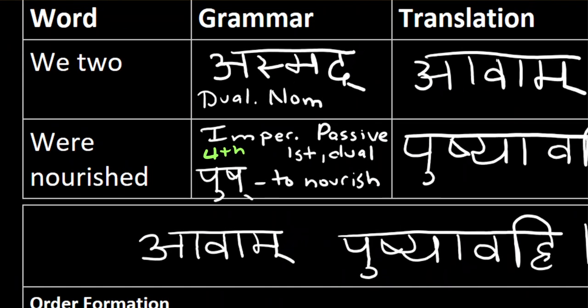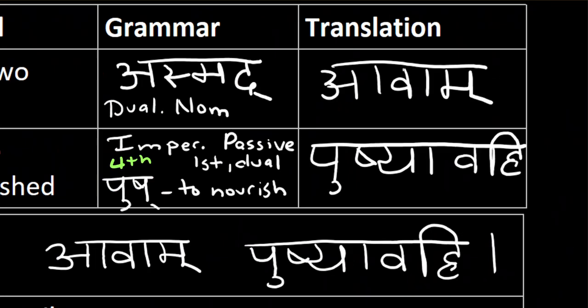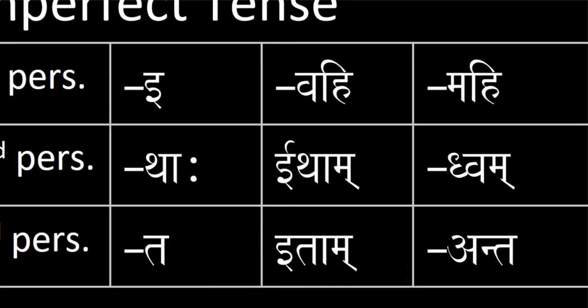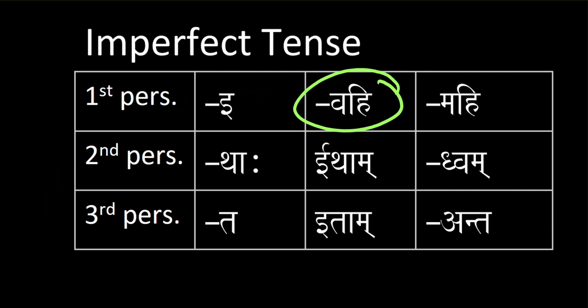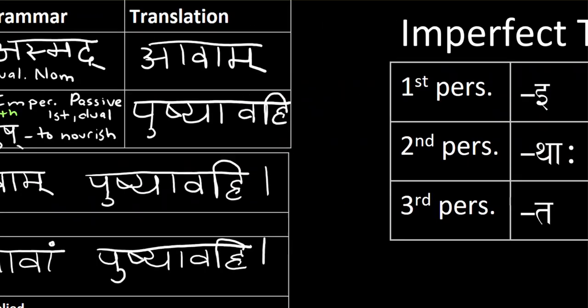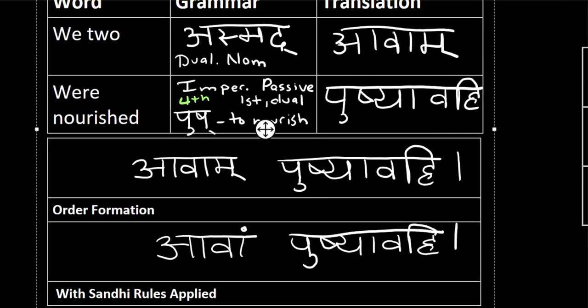And then since it's we two were nourished, you want to use the middle voice termination endings because it's passive. So you're going to do we two vahi, termination ending for the middle voice. And then because it starts with a va, you're going to add an a here.